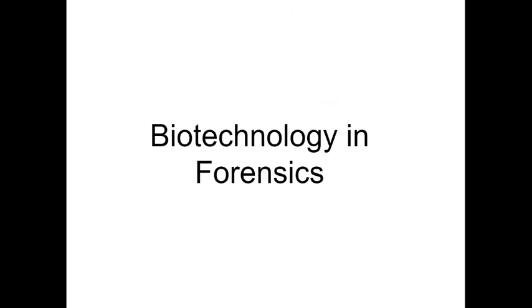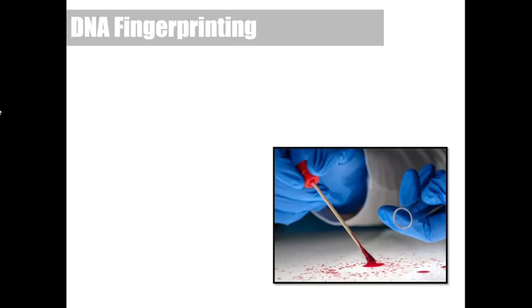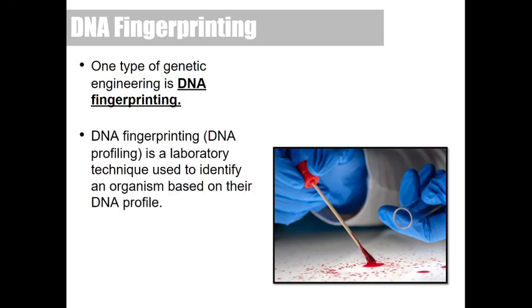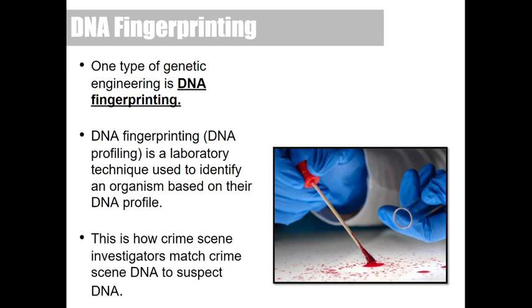So, first, let's talk about biotechnology in forensics. DNA fingerprinting. So, one type of genetic engineering is DNA fingerprinting. DNA fingerprinting, or DNA profiling, is a laboratory technique used to identify an organism based on their DNA profile. So, this is how crime scene investigators will match crime scene DNA to suspect DNA.